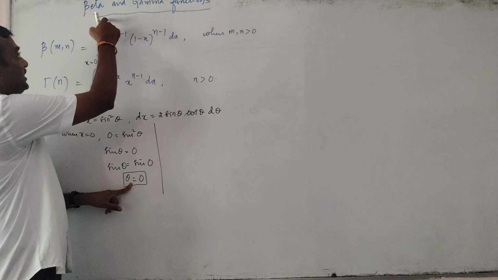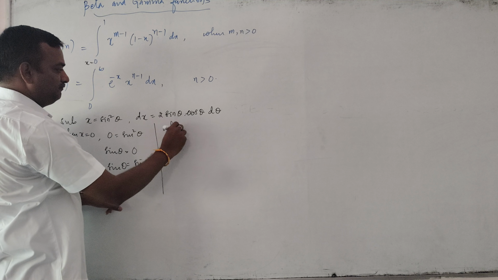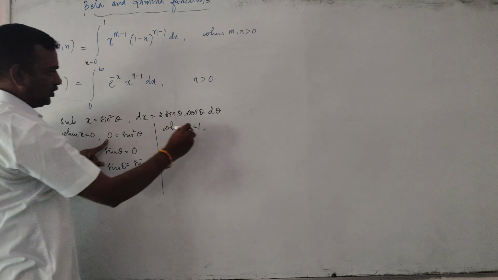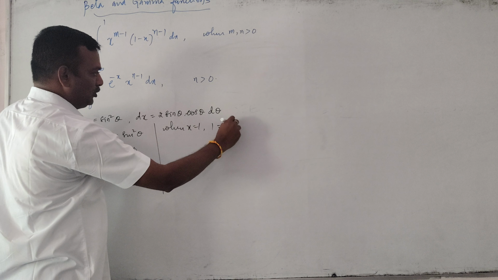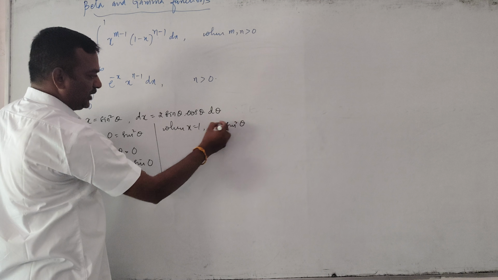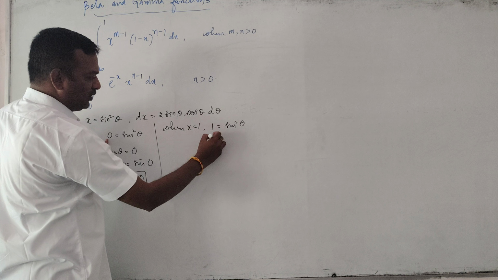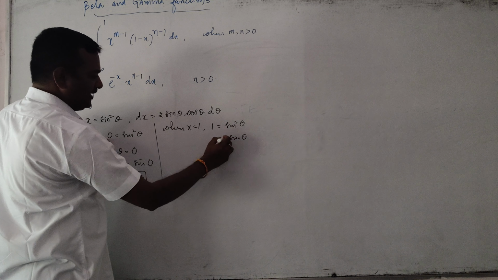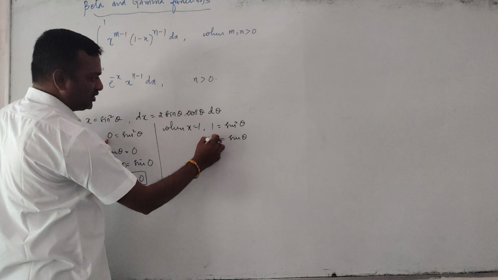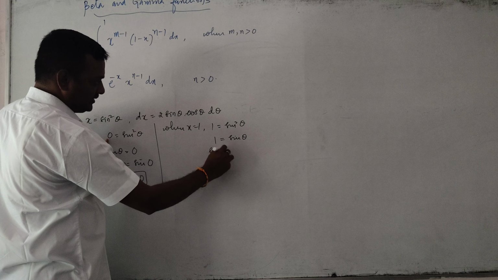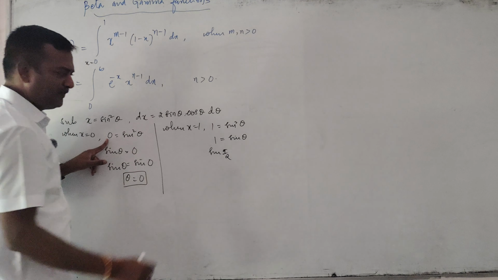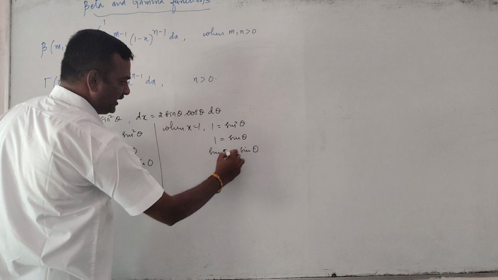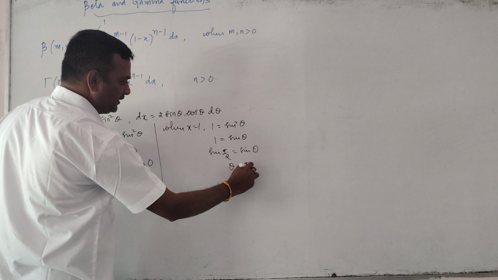Similarly, when x equal to 1, substitute here. 1 is equal to sine square theta. Square comes to the left side, it will become square root of 1. Square root of 1 is 1, so 1 is equal to sin theta. Sin of which angle is 1? That is pi by 2. Sin pi by 2 is equal to sin theta. Therefore, theta is equal to pi by 2.